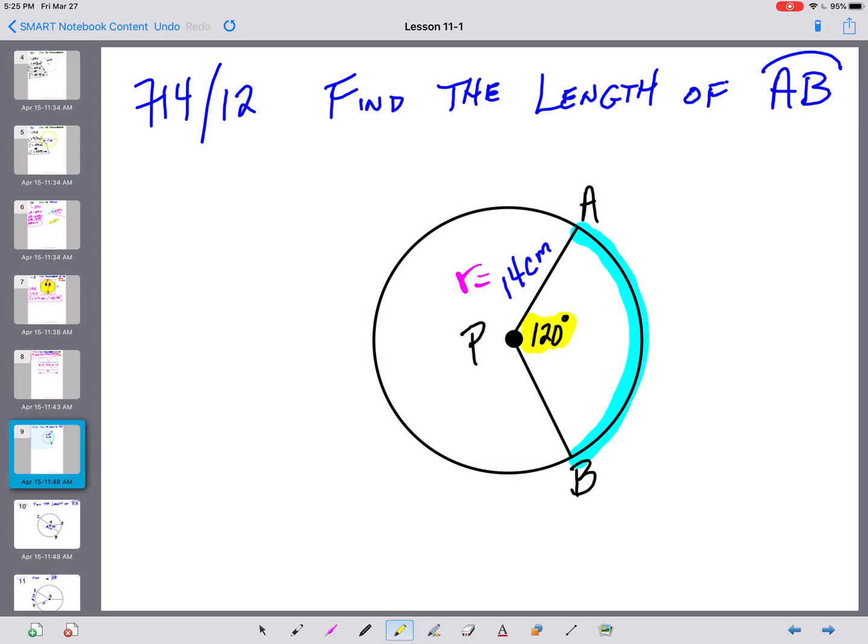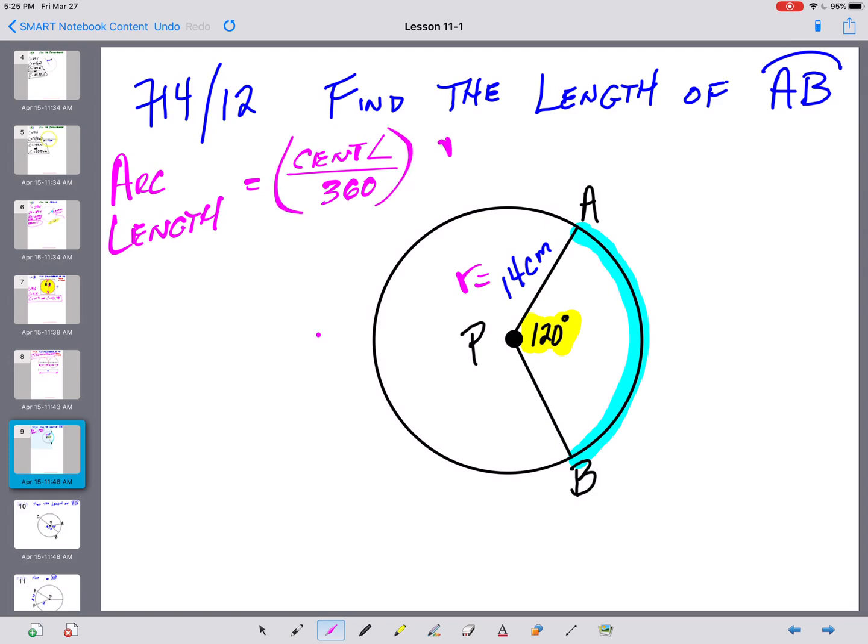The central angle. We want to find arc length. We write down the formula from the formula sheet for arc length equals central angle over 360 times the circumference.